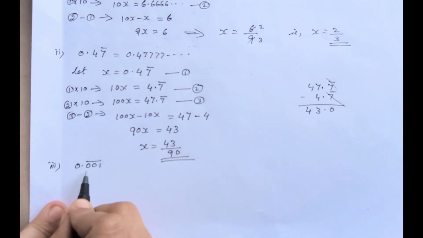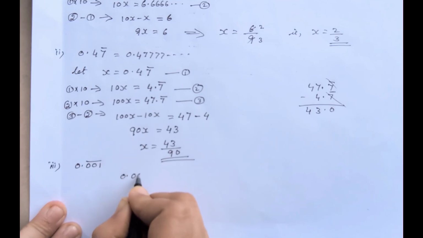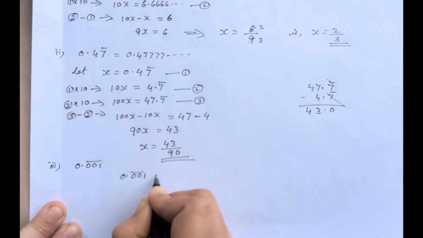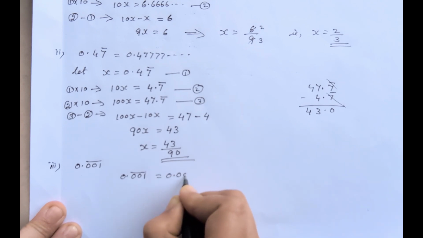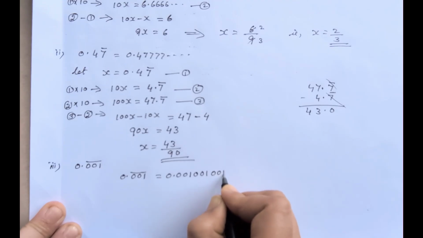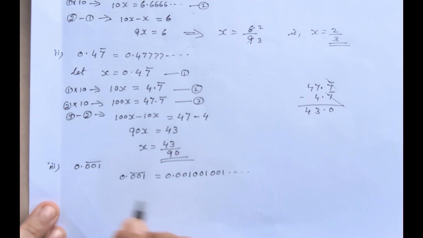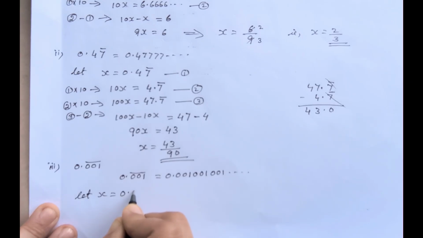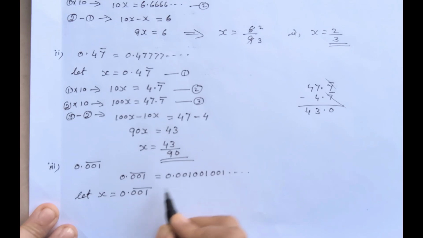Third question, 0.001 bar. We know that 0.001 bar means all these 3 digits are repeating: 0.001, again 001, 001, etc. It's going on that way. First, let x be equal to the given number, 0.001 bar. Then 3 digits are repeating. This is equation number 1.